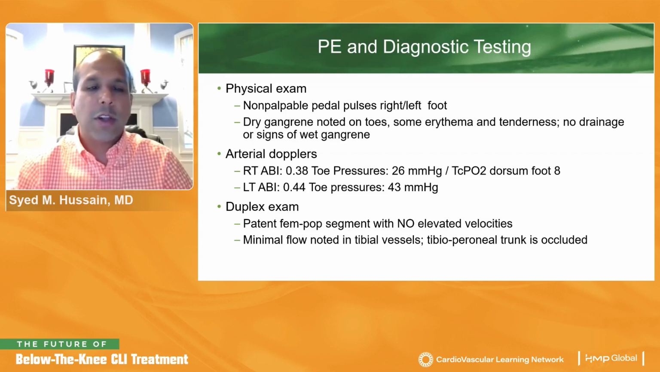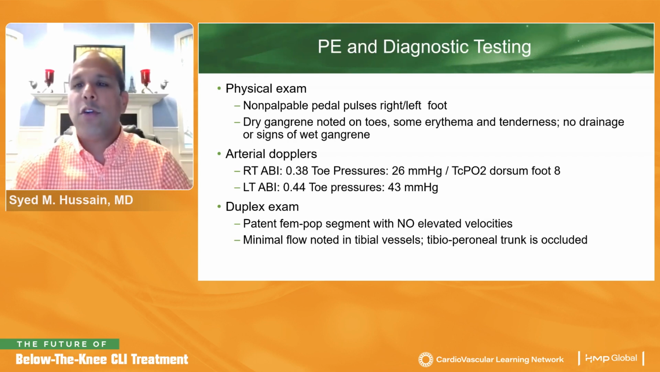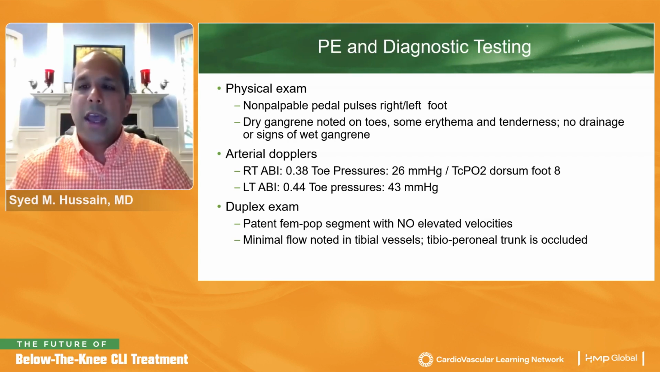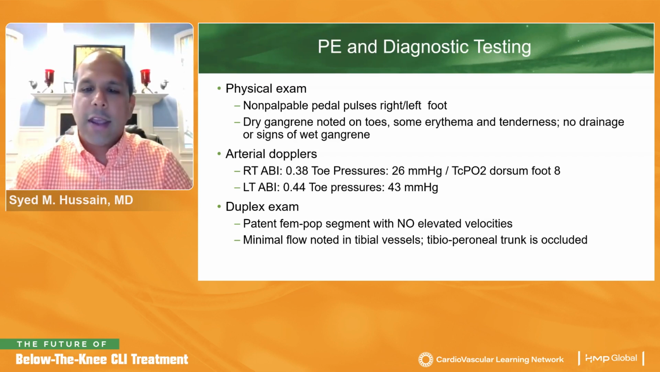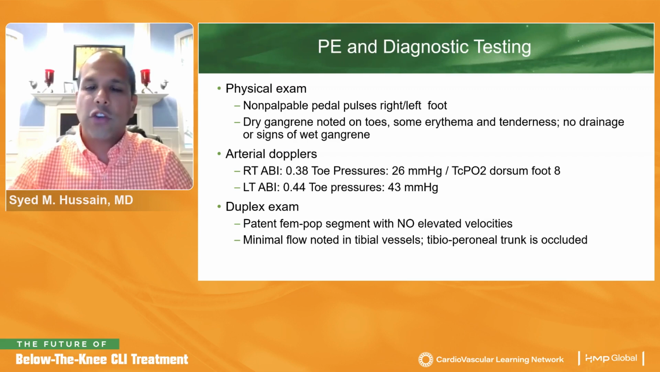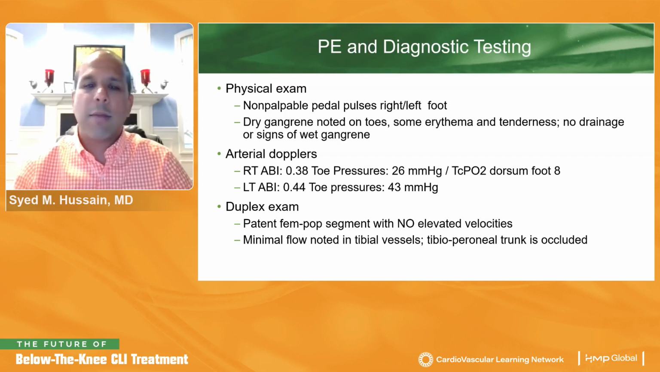Duplex examination was performed. Again, the femoral popliteal segment was completely patent with no evidence of any elevated velocities, and minimal flow was detected within the tibial vessels. This is an example of a duplex examination done at an outside hospital about 80 miles away from where we are. Their technologists had a very difficult time visualizing the tibial vessels. They thought they saw flow in the anterior tibial artery, but they weren't sure. But the tibial peroneal trunk looked occluded to them.